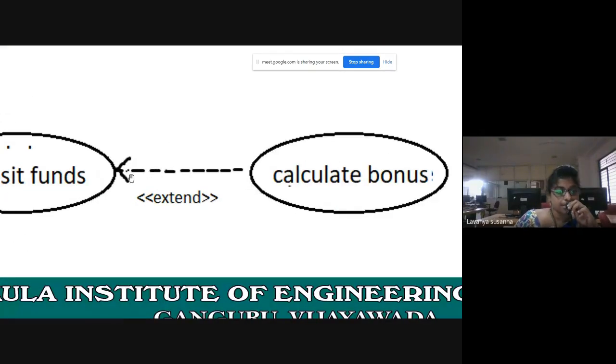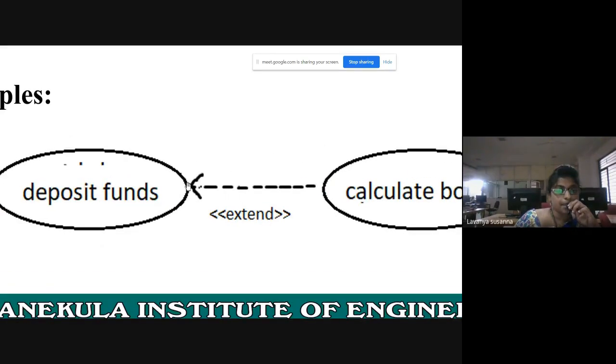See the symbol. What is that symbol? Dotted lines and arrowhead. Arrowhead should be towards base use case for extended. For extended relationship, arrow mark should be towards base use case. For included relationship, arrow mark must be towards included. Okay, I hope you understood.